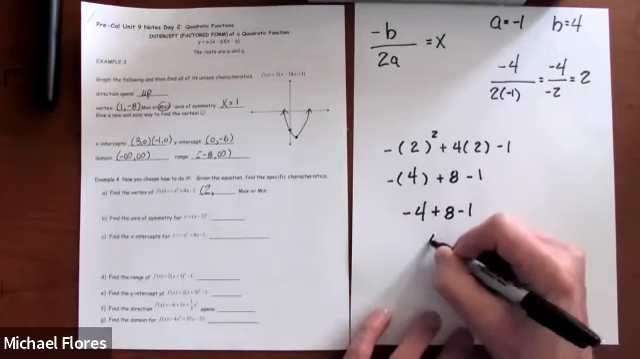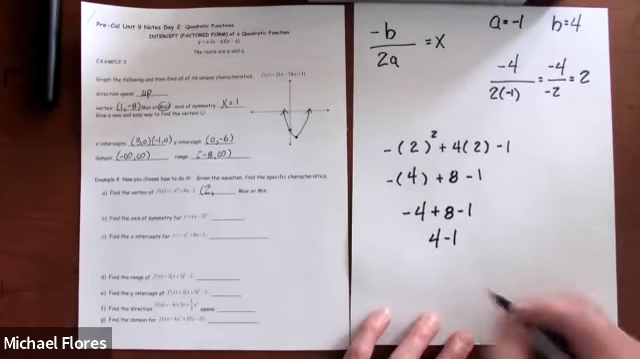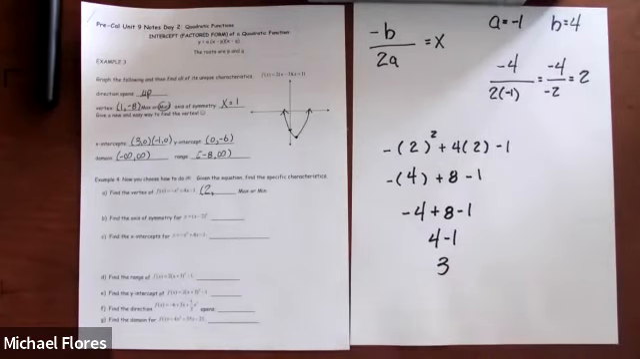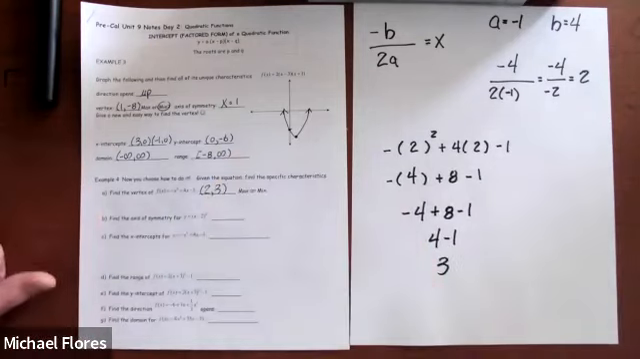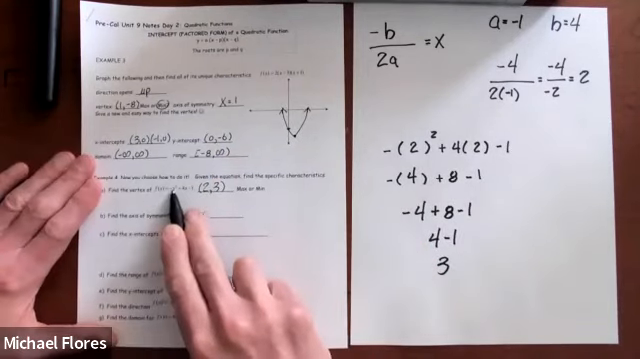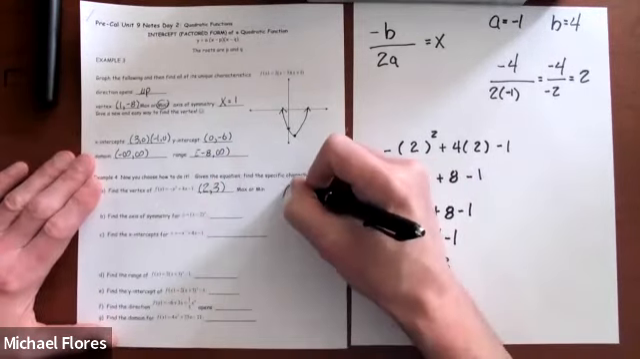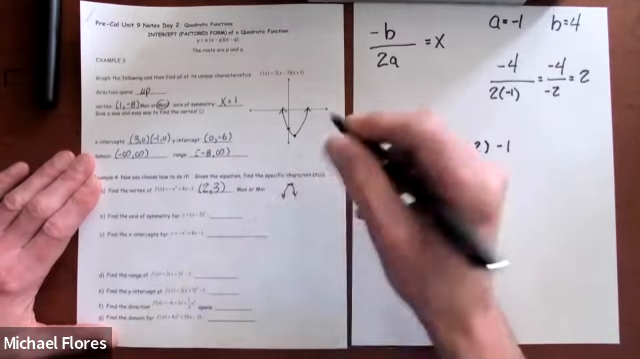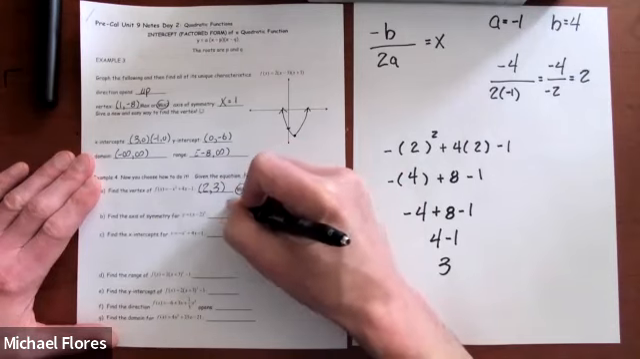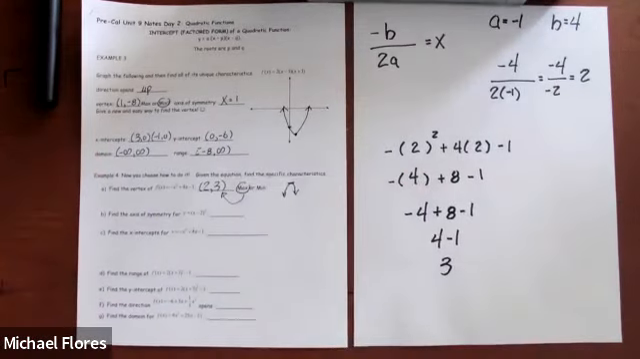Negative 4 plus 8. 4 minus 1. So our vertex is 2 comma 3. Since this one would open down, we have a maximum. It will never go any higher than that. So we have a maximum at 3.